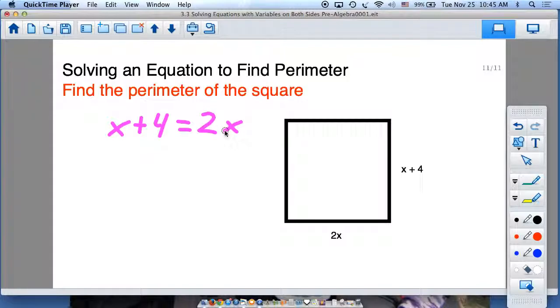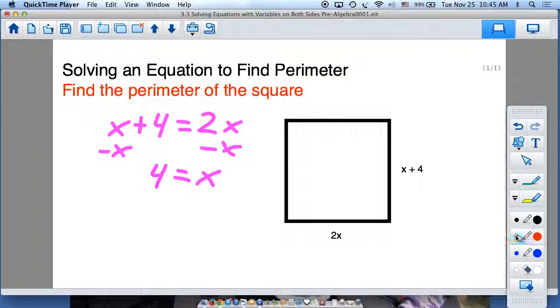First thing we have to do is find out what x is. So let's solve this equation. I would subtract x from both sides. You can see this time I had to move my variable to the right side because I like trying to keep positive variables. And 2x minus x is 1x. So we have that x equals 4.